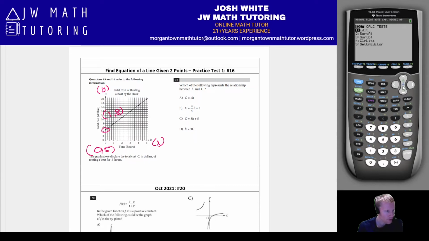Now we'll go back to the stat menu, go to calculate, go to option 4, LinReg(ax+b). Make sure the x's have L1, the y's have L2. That's good. Go down to calculate. Okay, so A is 3 and B is 5. So B here corresponds to the y-intercept, or what we normally associate with B, and A corresponds to M, or the slope. So in other words, it should be C equals 3H plus 5. Therefore, the correct answer is just going to be letter C right here. Again, we can do this whole thing entirely on the graphing calculator.